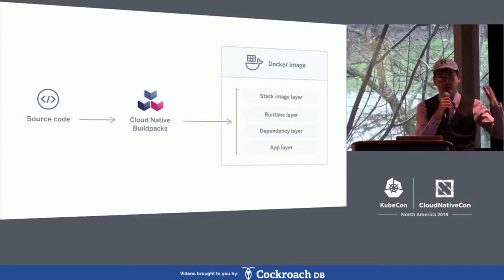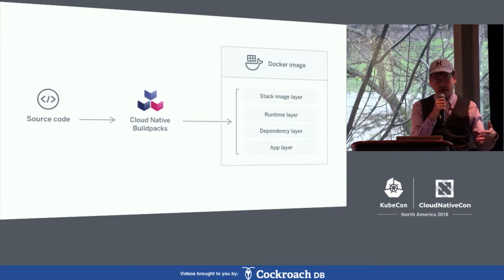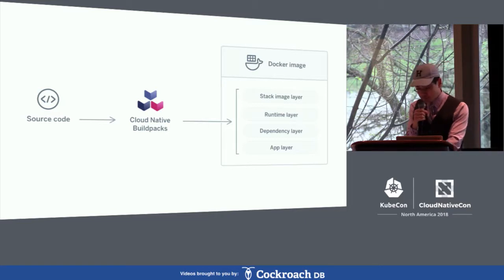At a very high level, what a Cloud Native Buildpack does is it takes your app source code, you run it through Cloud Native Buildpacks, and you end up with a Docker or OCI compliant image. With that image, you have layers that map logically to your application, and we're going to go into details on what we mean by that.